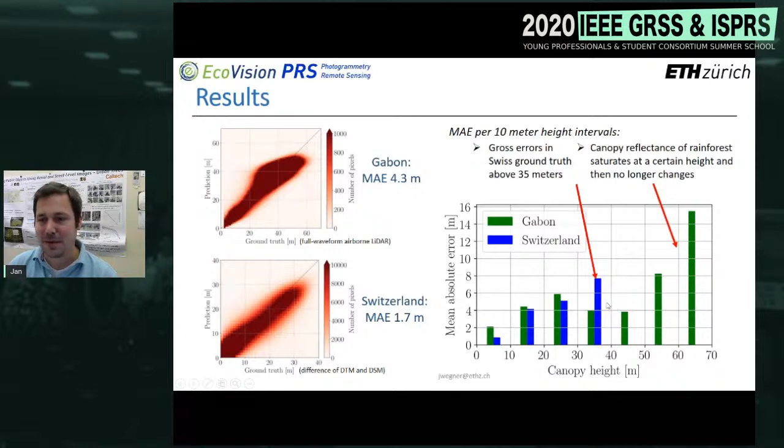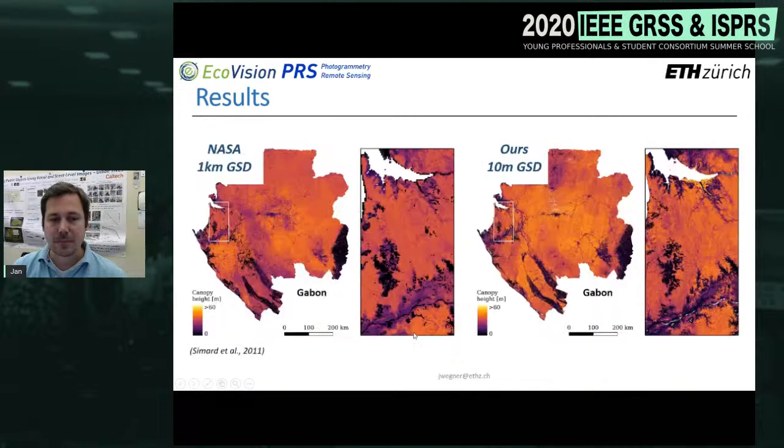And we also found, by the way, that we had gross errors in the Swiss ground truth. The Swiss ground truth for vegetation height is based on subtracting a digital elevation model from a digital surface model, where the digital surface model is acquired through multi-view stereo matching from airborne imaging campaigns. And what we found is that there are very big errors, especially at steep slopes, which is due to a mismatch of the DEM and the DSM. So actually our method is a bit better than what is shown here.